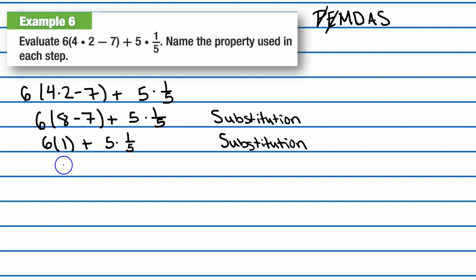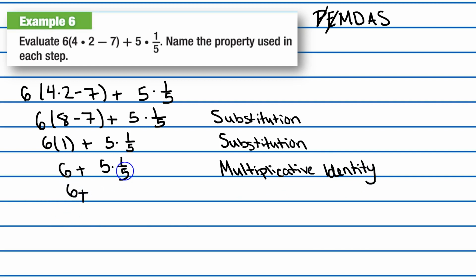So 6 times 1 is 6 plus 5 times 1/5. And what property I actually used here was the multiplicative identity, because it is times 1, it's still itself. Alright, and another step, we finish multiplying. Remember, you can put it over 1. These cancel out, so it'd just be 1.